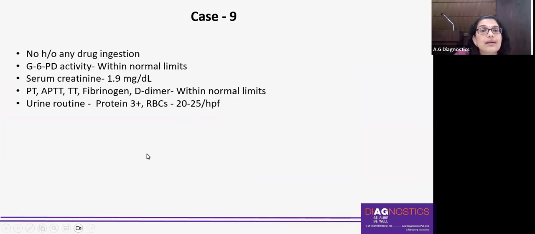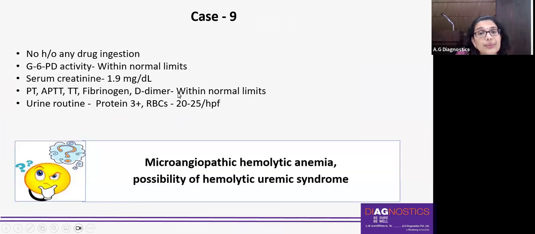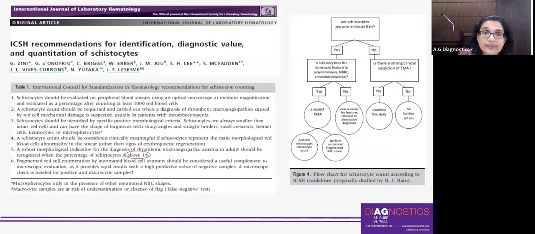The urine routine had revealed 3+ proteinuria with 20 to 25 RBCs per high power field with a raised creatinine. Here we are considering a possibility of hemolytic uremic syndrome in the case of microangiopathic hemolytic anemia. Whenever schistocytes are present above 1%, it is considered significant. And if that is the dominant feature, then a possibility of microangiopathic or mechanical hemolytic anemia is to be considered.